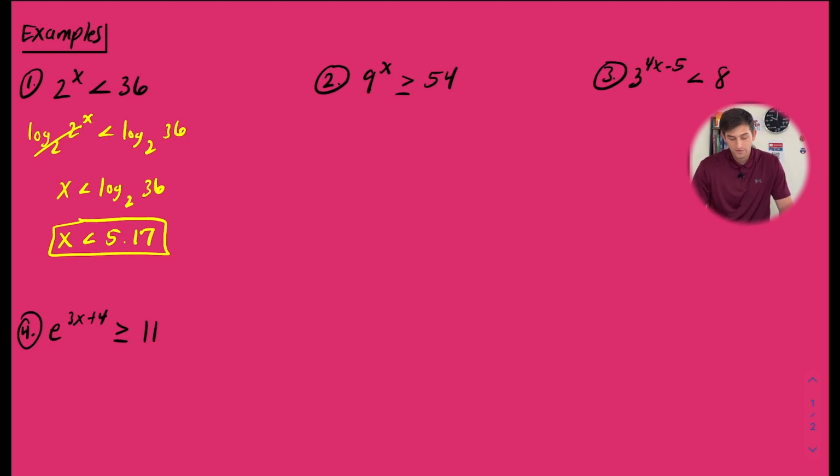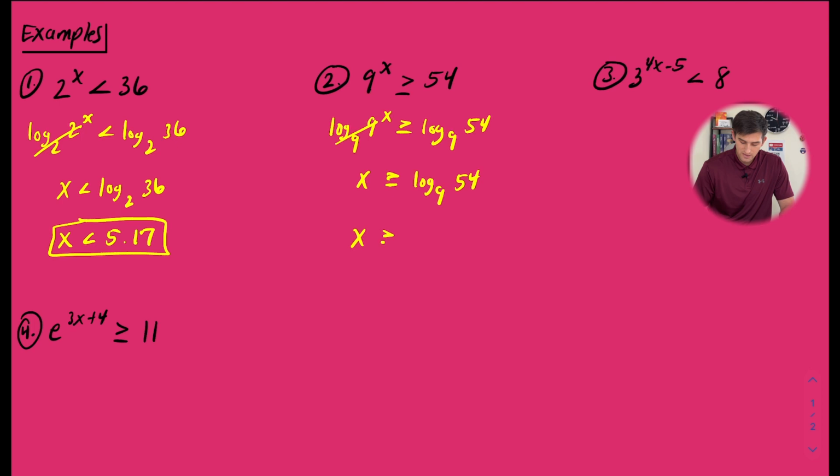All right, number 2, sort of the same type of problem. 9 to the x power is greater than or equal to 54. So let's go ahead and take log base 9 of both sides. All right, so now on the left side, we're going to get x is greater than or equal to log base 9 of 54. So we can do the same thing, change of base. We can type in our calculator, log of 54 divided by log of 9. And that gives us 1.82. And obviously we're rounding these, you can round to whatever decimal point the question you're answering tells you to round to. So here I'm going to say x is greater than or equal to 1.82.